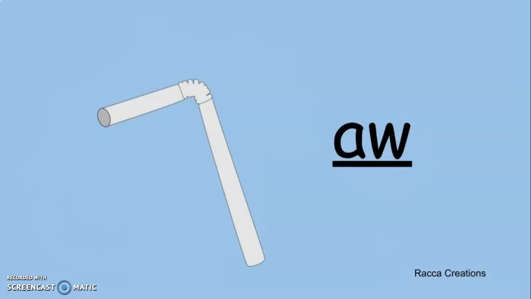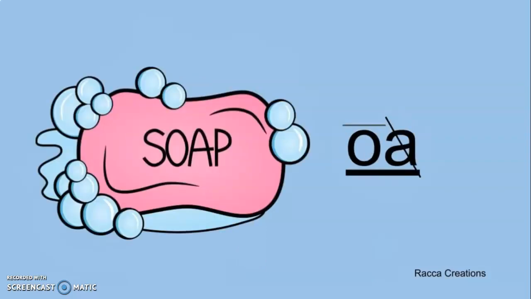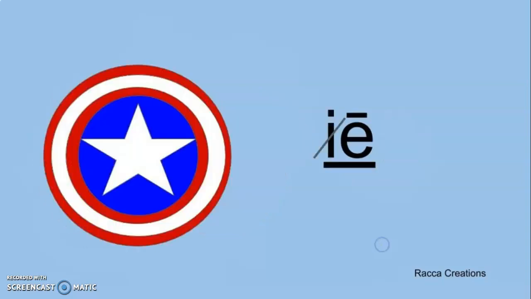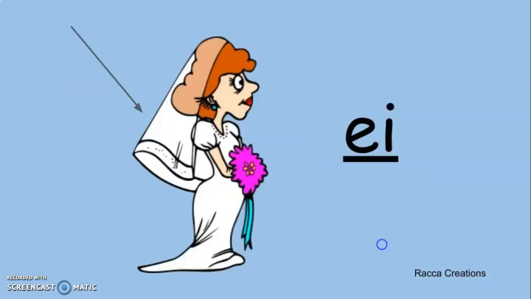AW says all, like straw. OA says O, like soap. IE says E. EI says A, like veil.